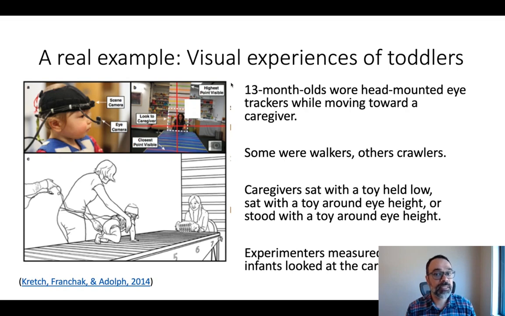So the subjects in this study were 13-month-old children. They wore head-mounted eye trackers while moving toward a caregiver. Some were walkers, others were crawlers. The caregivers sat at the end of a little ramp with a toy that was either held low, held around eye height, or they stood with it around eye height. And the experimenters measured how much the infants looked at the caregiver across these different conditions.